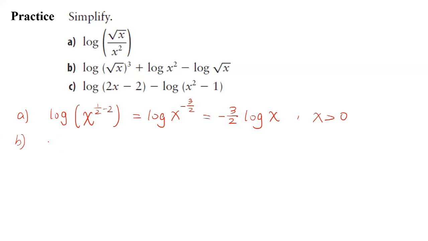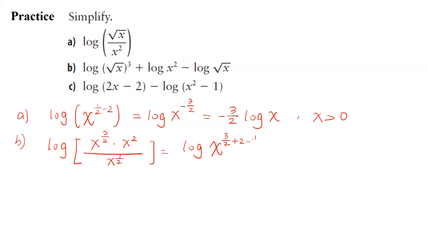And next, this is actually log of x to the 3/2 times x to the power of 2, then over x to the power of 1/2. And this is log base 10 of x to the power of 3/2 plus 2 minus 1/2, which is log base 10 of x cubed, which is 3 log base 10 of x. Also, x needs to be greater than 0, right?